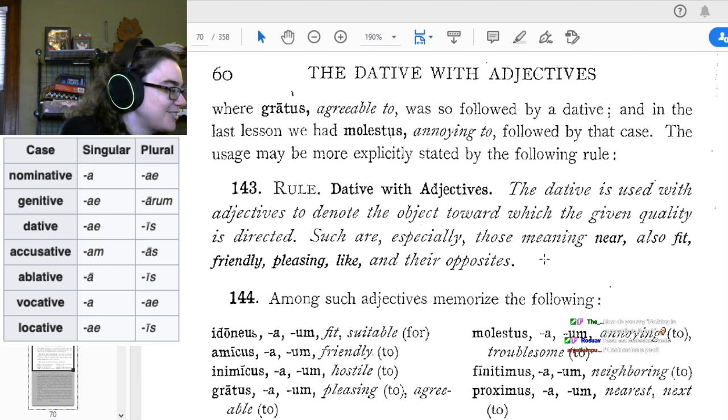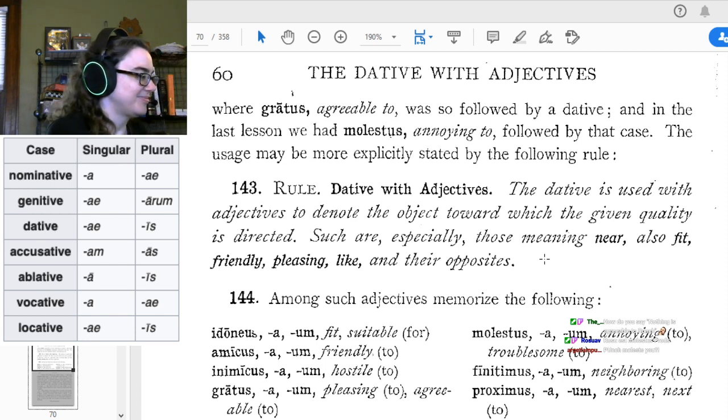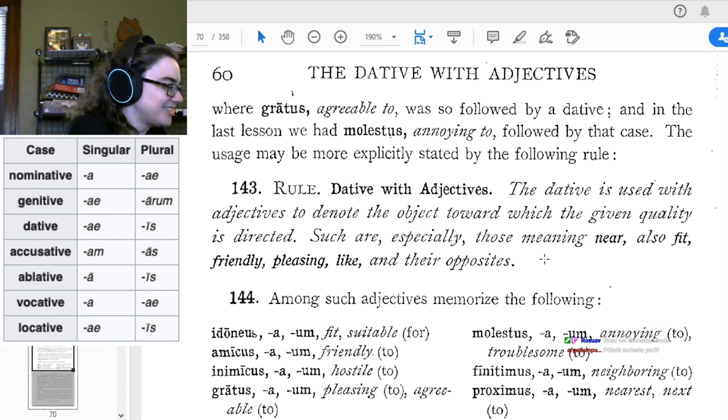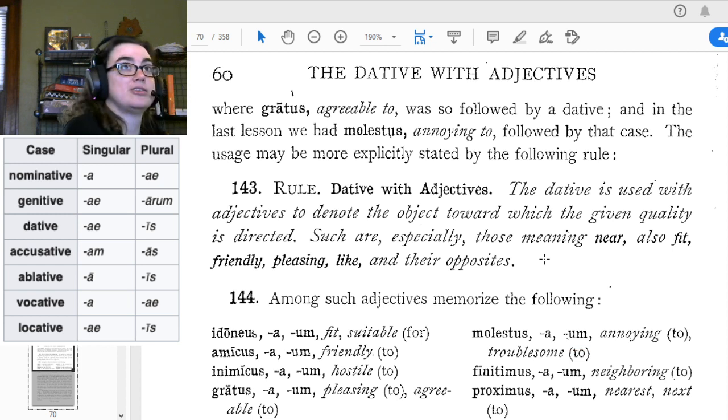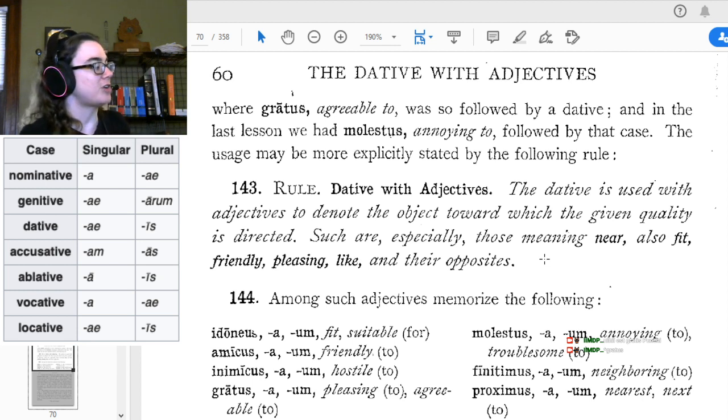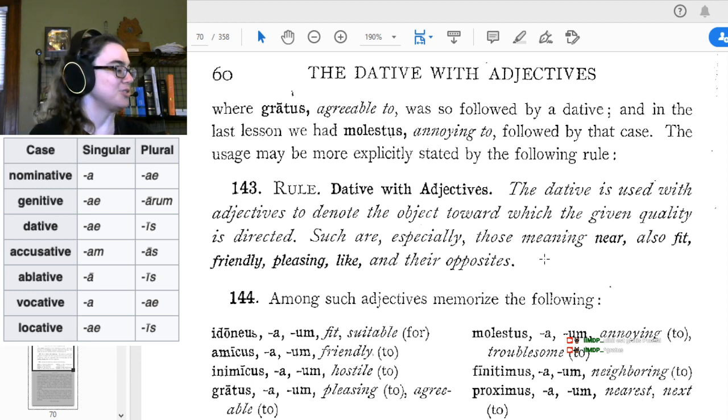How do you say "nothing is agreeable to Punch"? All right. Nihil est gratus Punchi. Oh, sorry, that should be gratus, not gratis. That's autocorrect's fault. Nihil est gratus Punchi. Nothing is agreeable to Punch. Perfect.